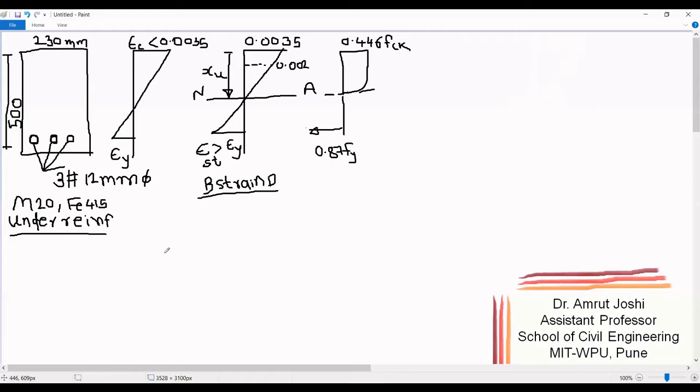And let us say we need to compute how much external UDL this beam will support if it has a span of 3 meters, simply supported at the ends, excluding self weight.